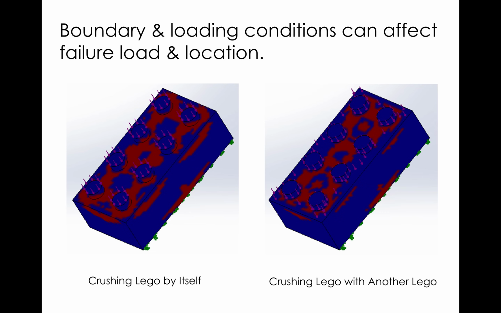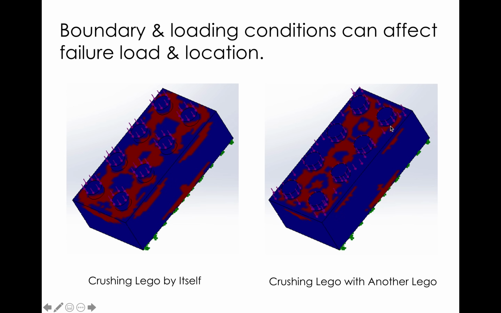I'd like to highlight that the boundary and loading conditions really do affect failure load and location. This is true for the Legos, but basically for any part. There are many, many ways that you could crush a Lego. You could crush a Lego by itself. If I were to step on a Lego with hard-soled shoes, on the top face, I would be pressing on these little nubs, and this is the type of failure pattern I would expect. I could also crush a Lego with another Lego.